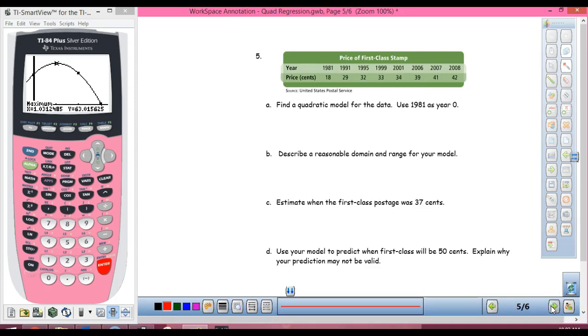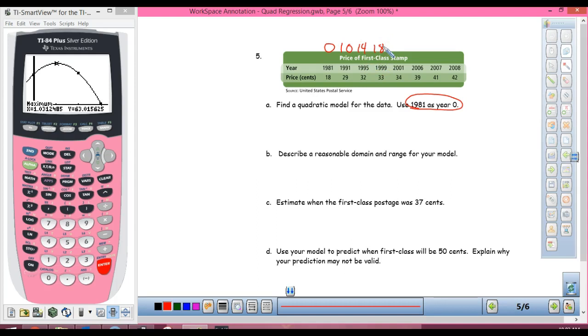All right. So it says in the directions on number 5 to use 1981 as year 0 because remember in our lists we don't put years in our lists, right? Okay. So 1981 is going to be 0. What's 91 going to be then? 10, because it's 10 years later. Oh, 95. What? 14. Then what? 18. Holy, you guys are bad at counting.